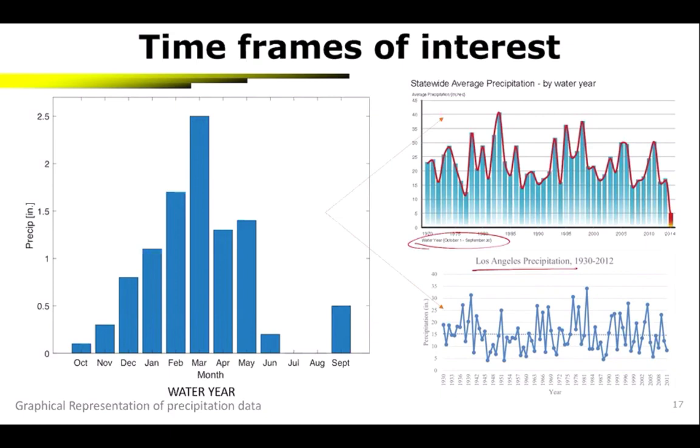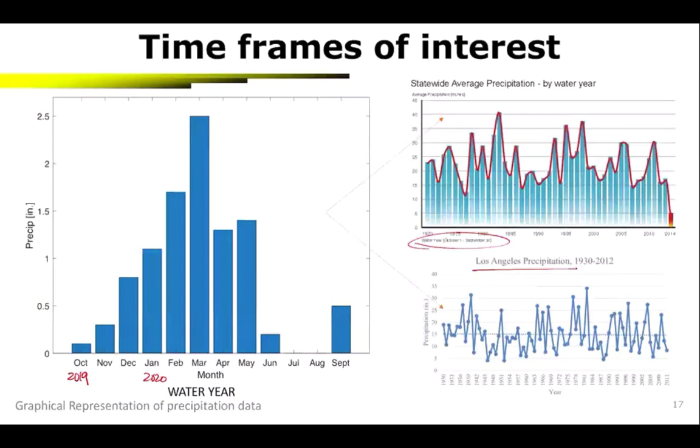Another thing to note is how we enumerate the water year. October is actually the October of the previous year. So right now we're in 2020, heading towards the end of 2020. For this water year, we would use October 2019, right?